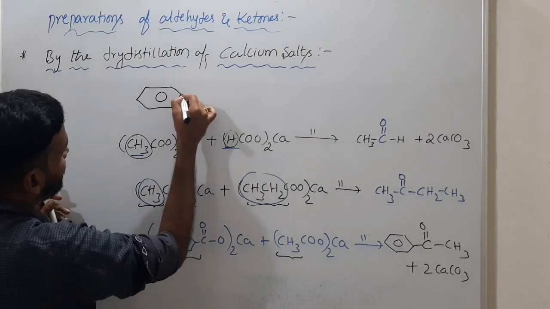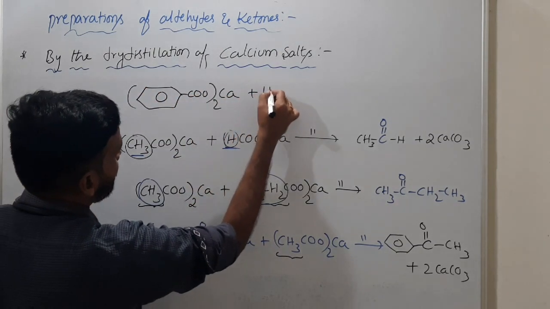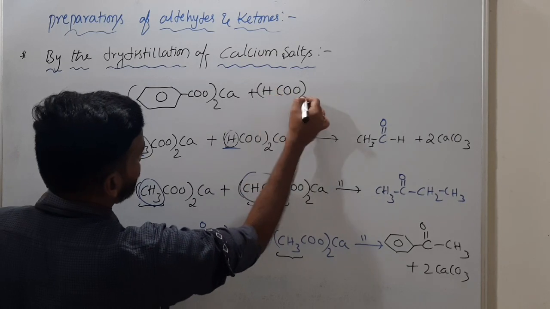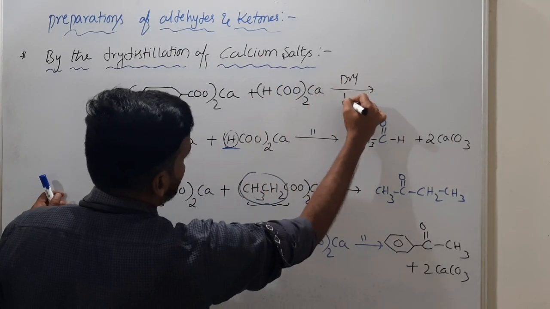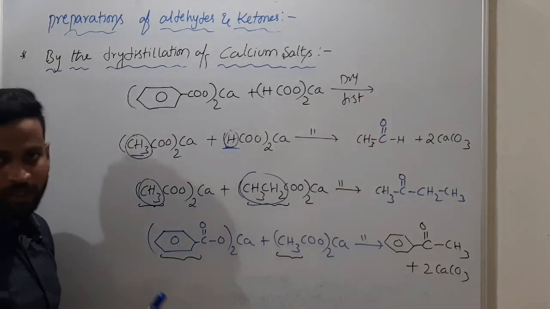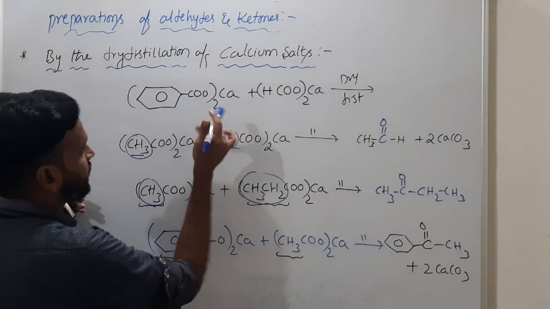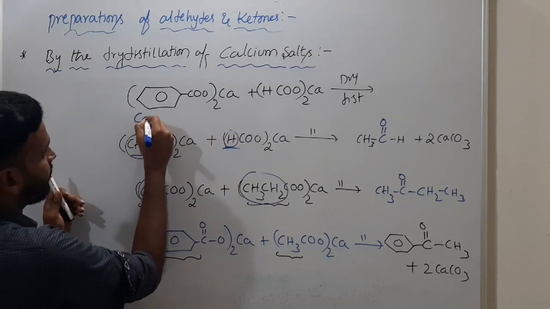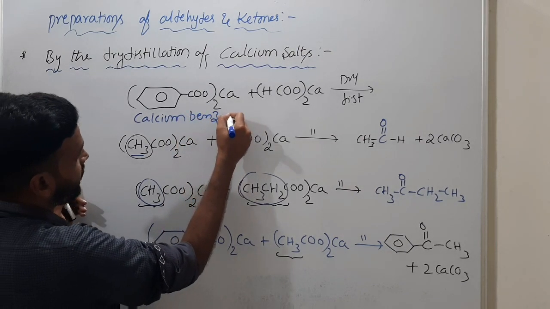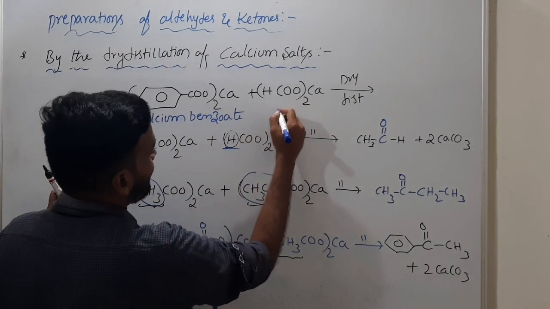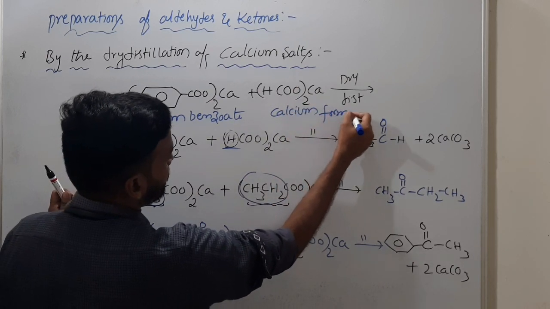(C6H5COO)2Ca plus (HCOO)2Ca. Then what is the product on dry distillation? Can you say what the product is here? This is calcium benzoate. If you want, I will write the names. This is calcium benzoate and this is calcium formate. I have written it already. This one is calcium formate.